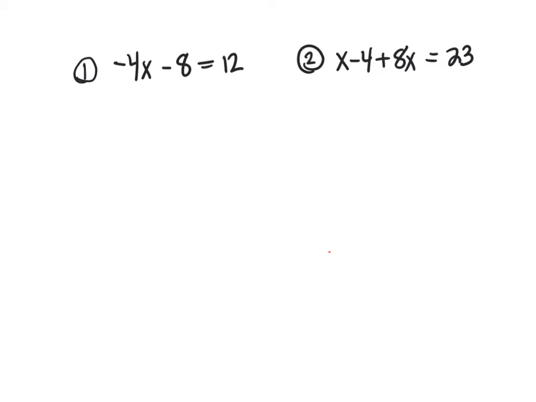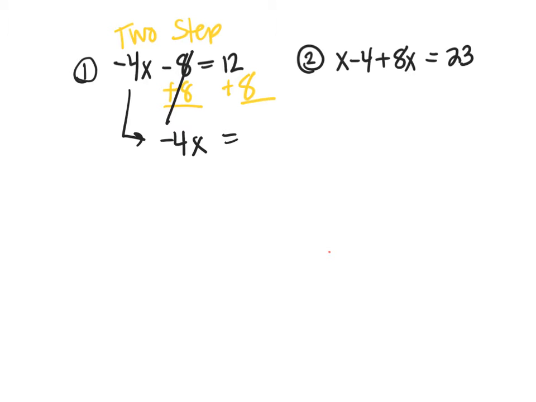Our first example problem here is a two-step equation. And those two steps to isolate the variable, the first one comes from this minus 8. We're going to add 8 on both sides. And when we do, what will happen is that negative 4x is going to drop down. The negative 8 and the positive 8 will cancel out. 12 plus 8 is 20.